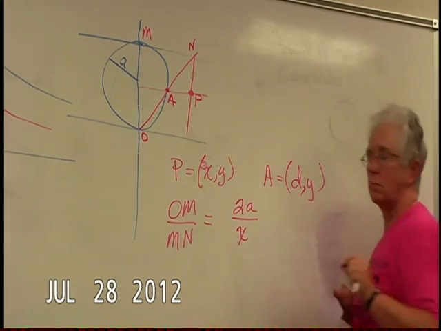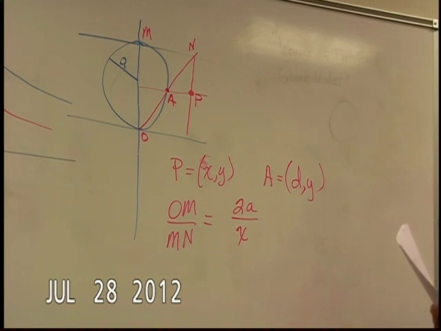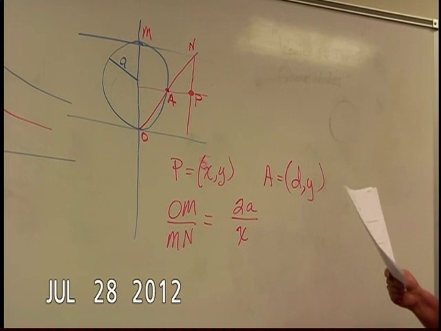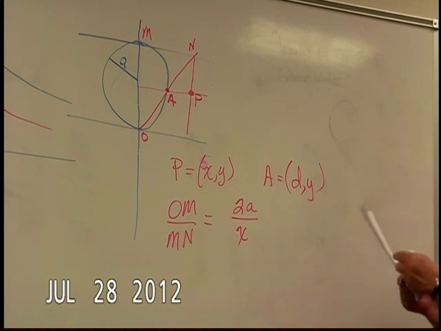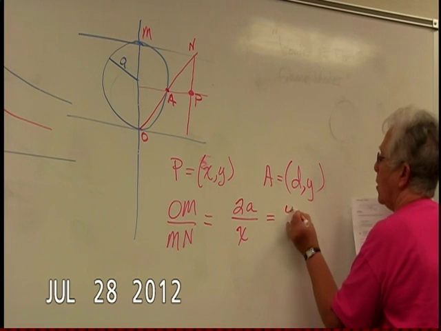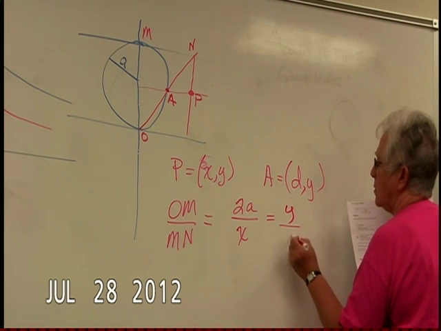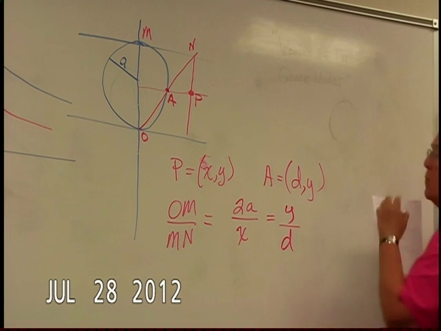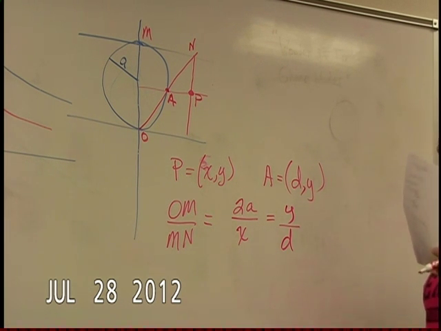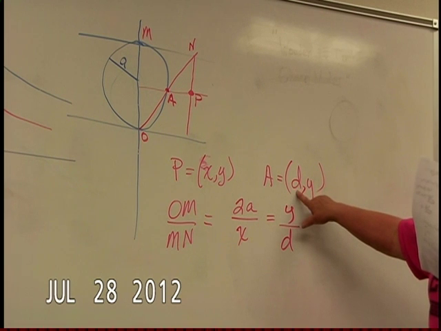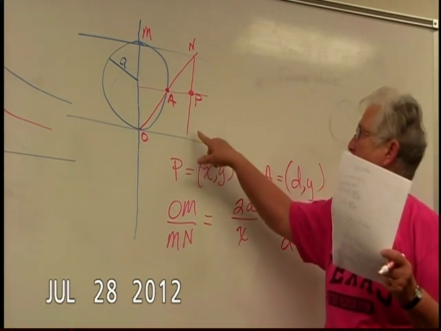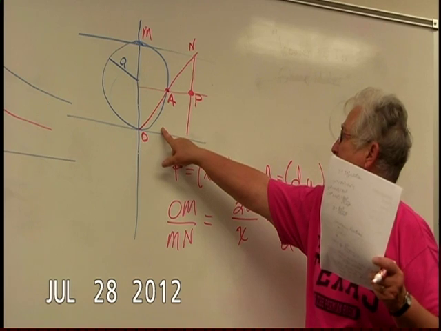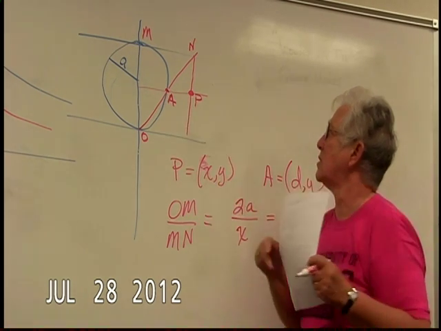That's how far out we go. Okay? 2a over x. Okay? Those are similar triangles. Because of that, we know that that's also y over d, where d is the total distance out here of this, and it's this distance up.